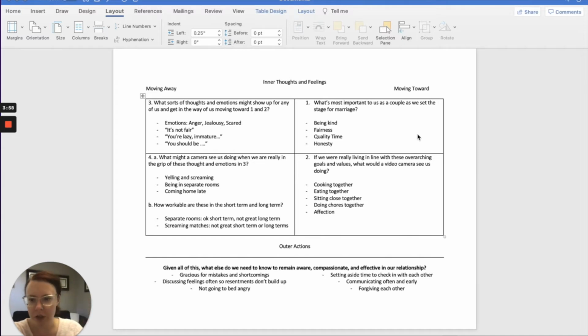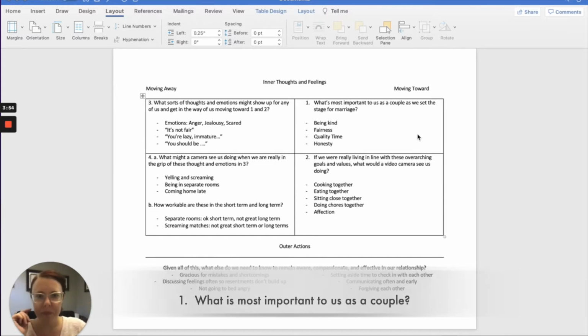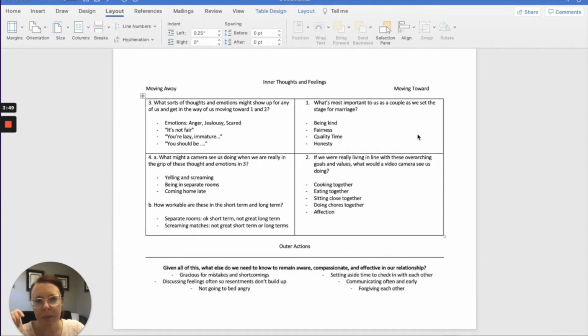The first question you want to ask yourself, you and your partner together would fill this out. The first one is, what's the most important to us as a couple as we set the stage for marriage? I just came up with some examples so you could see how this is done, but you and your partner will find your own things together. So maybe it would be important to be kind, to be fair, to have a lot of quality time, to be really honest with each other. Whatever it is, you would write it down in this box.